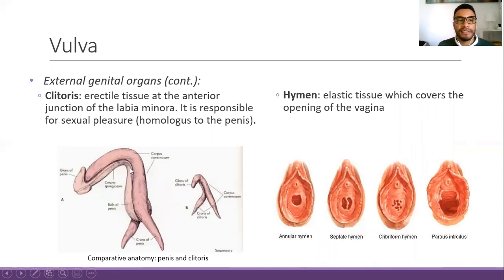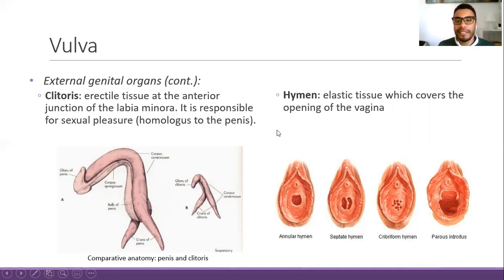The clitoris is an erectile tissue at the anterior junction of the labia minora. It is responsible for sexual pleasure. So this is homologous to the penis. So this is the penis that you see here. And this here in B is the clitoris. Okay, so as you see, the shape, the structure is very similar. Okay, so this is what gives pleasure in the female reproductive system.